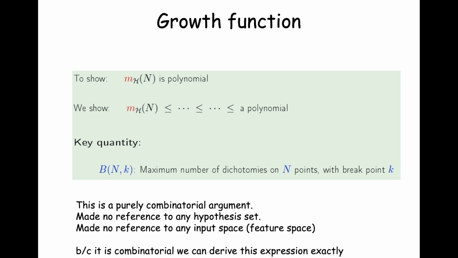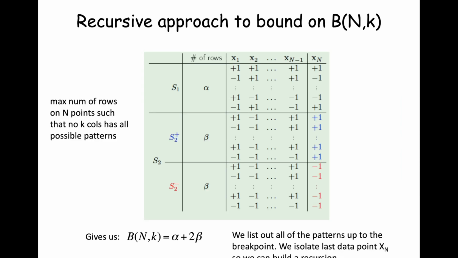And the reason why we do this is because it's free of any reference to a notion of a hypothesis set, as well as any reference to the input space or feature space. And because, and this last part is particularly important, because it's combinatorial, we can actually come up with an exact expression for this quantity, which is very important. And so with this, we'll make a construction, and this is going to give us the ability to form this bound on B(n,k), the maximum number of dichotomies on a data set of size n with a breakpoint of k. We're going to put a bound on that and then show that the bound itself is polynomial.